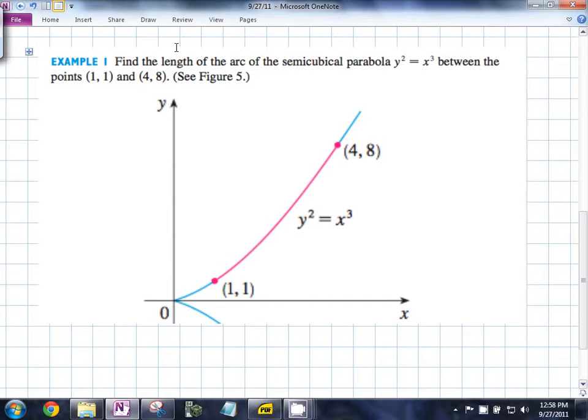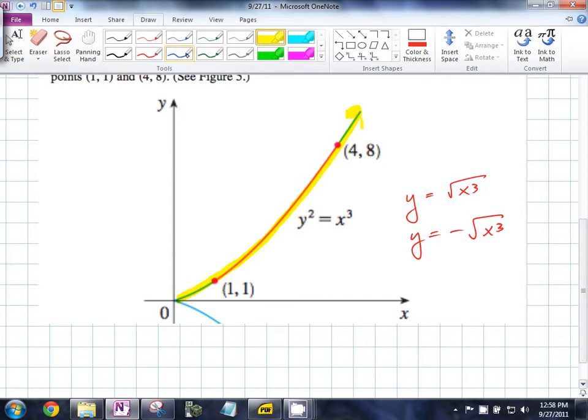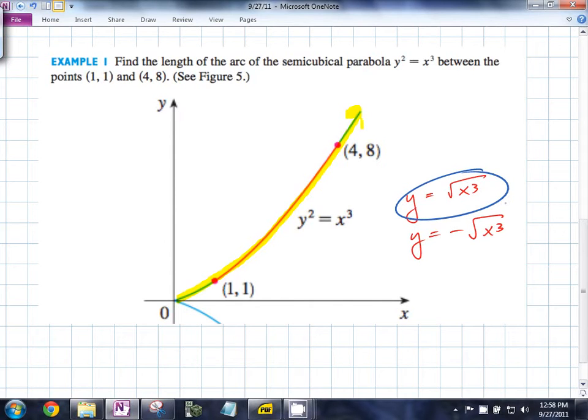Yeah. You square root both sides. And well, if we do that, we're breaking it apart into two functions. It's y equals the square root of x cubed and y equals negative the square root of x cubed. But we're only dealing with this part right here, this positive arc. So we can really just deal with that one right there.